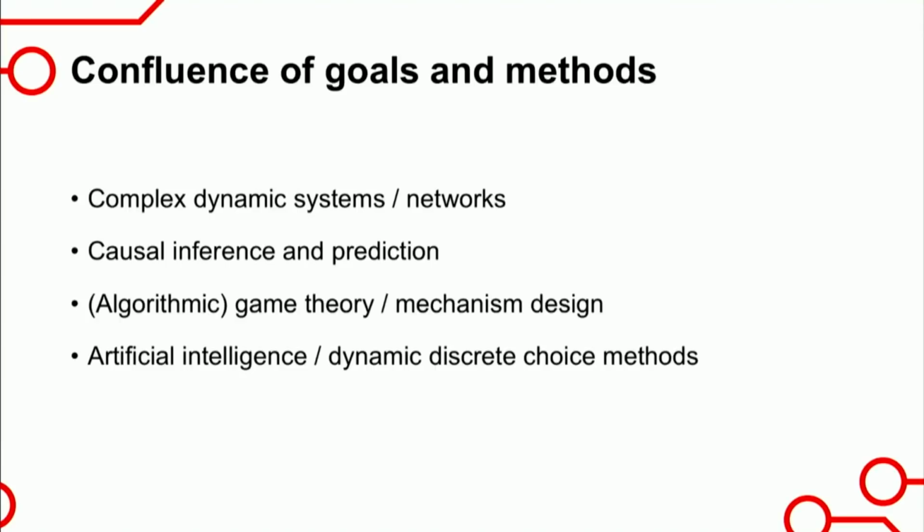Okay, so this confluence of goals has also created a confluence of methods. Like if I tell you that I'm teaching a course about complex dynamic systems and networks, or causal inference and prediction, call it machine learning, and game theory, mechanism design, or artificial intelligence and dynamic discrete choice methods, perhaps you don't know if I'm doing this in the Department of Economics, or in a Department of Politics, or a Department of Computer Science. Okay, so this confluence of methods is facilitating not only communication across fields, but also teaching across fields. That's something that we try to do here.